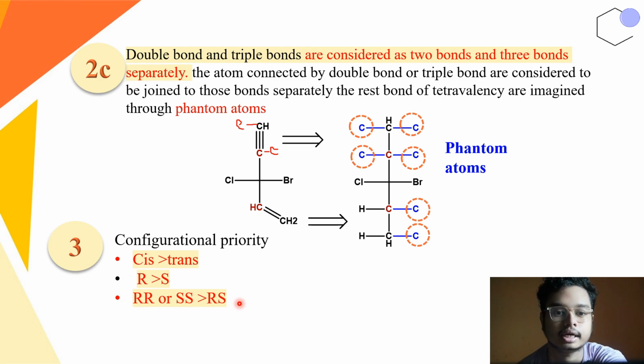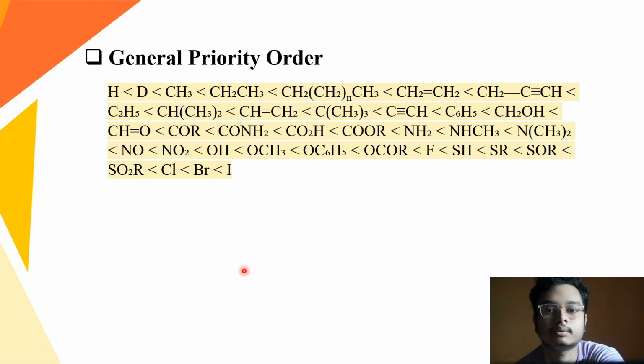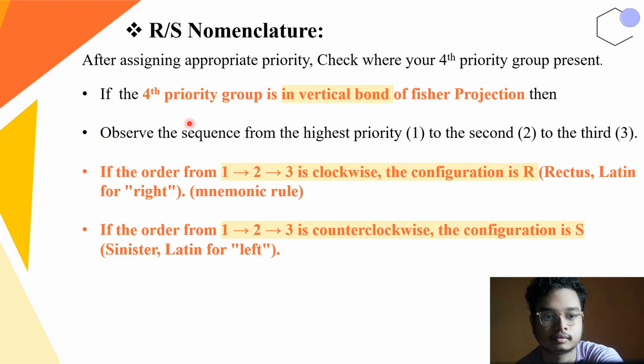So with this we end our CIP rule to determine priority. Now we are talking about how to assign the absolute configuration of the chiral center. But before that, we have tabulated the general priority, so you can go through it and get a very good overview of the priority orders. Now let us talk about the RS nomenclature.